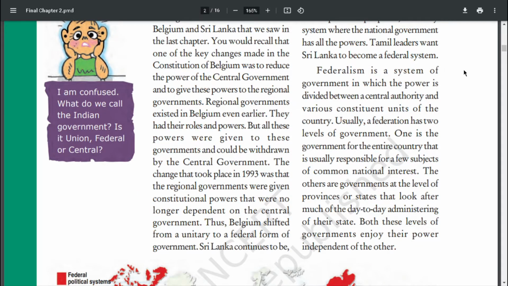Federalism is a system of government in which the power is divided between a central authority and various constituent units of the country. Usually, a federation has two levels of government. One is the government for the entire country that is usually responsible for a few subjects of common and national interest. The others are governments at the level of provinces or states that look after much of the day-to-day administration of their state. Both these levels of government enjoy their power independent of the other.